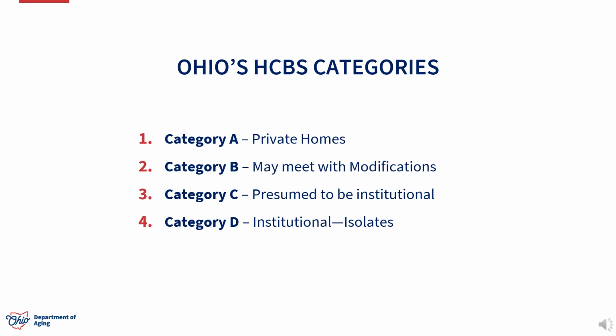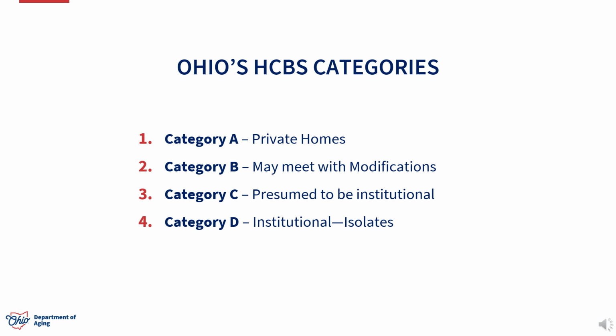This slide represents Ohio's 4 home and community-based settings categories. The B and C categories apply to both adult day service and assisted living waiver providers. Category B is a setting which is in the community and is a freestanding building or resides on a continuing care retirement community style campus.